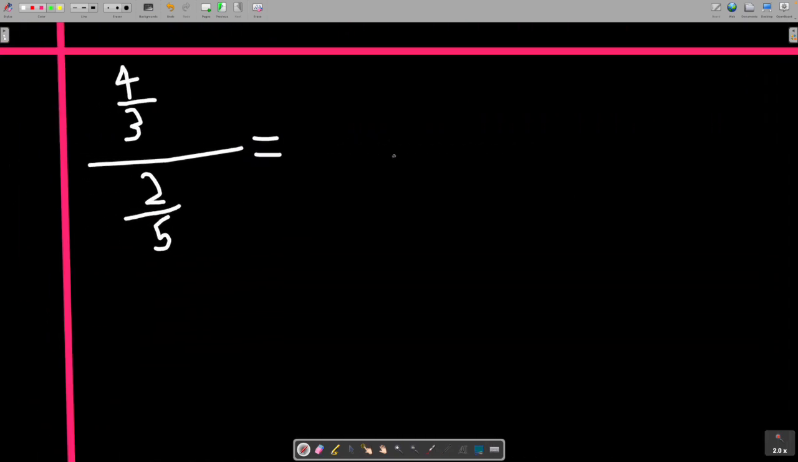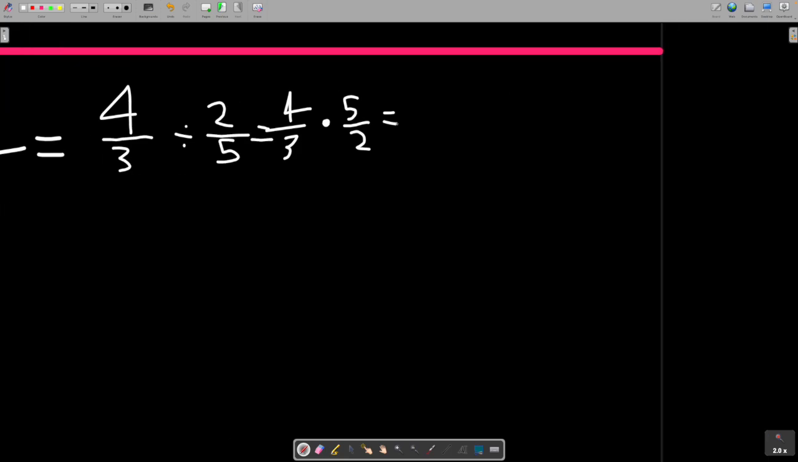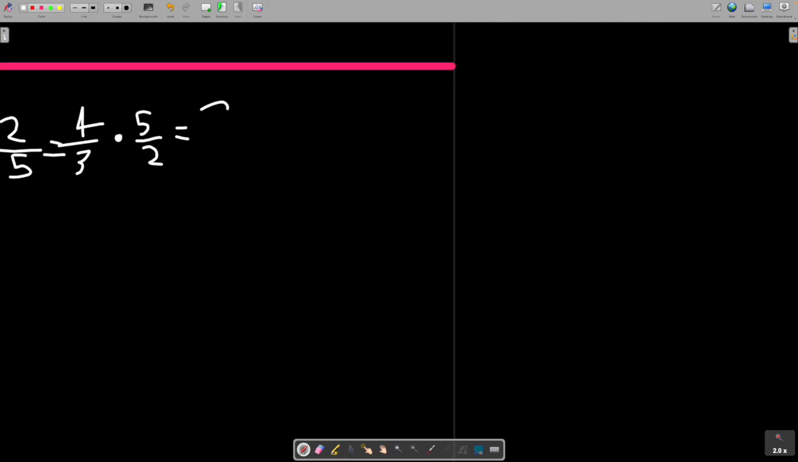Next we have 4 over 3 over 2 over 5. Now this is another way to show division. So what this means is 4 over 3 divided by 2 over 5. Now using keep, change, flip, let's keep the first fraction 4 over 3, and then change division to multiplication, and then flip 2 over 5 to 5 over 2. That's the reciprocal. That's a hard word. Reciprocal. 4 times 5 is 20, and then 3 times 2 is 6.